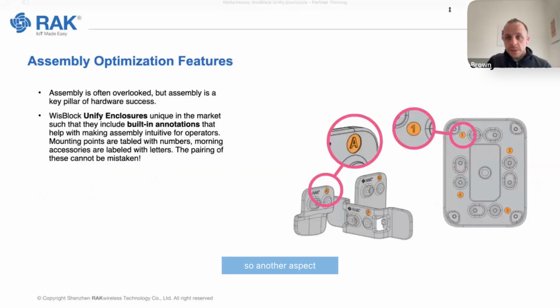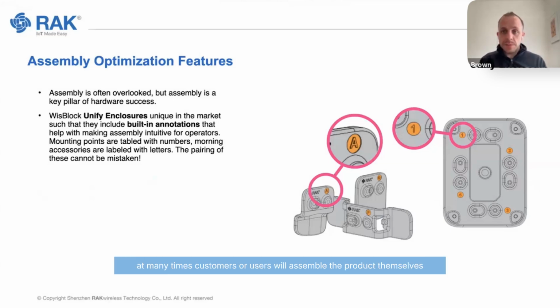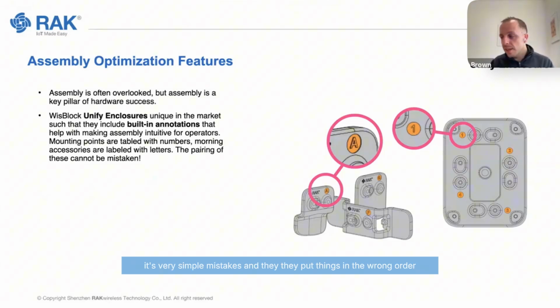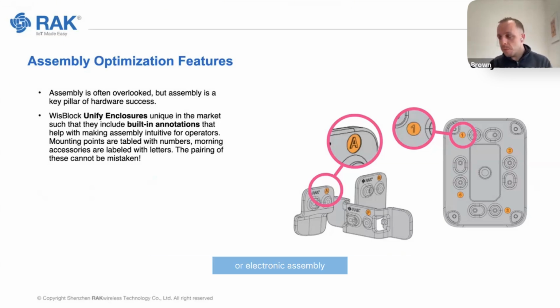Let's move on. Another aspect the Unified Enclosure Range has that makes life really easy for customers is where they have to assemble the device. Many times customers or users will assemble the product themselves because they are scaling up or they have a low volume, and they make many mistakes with assembly. It's very simple mistakes. They put things in the wrong order, put things upside down, because they're not familiar with mechanical assembly or electronic assembly.